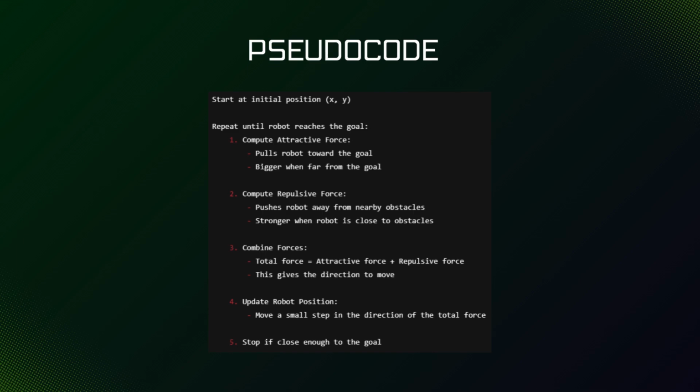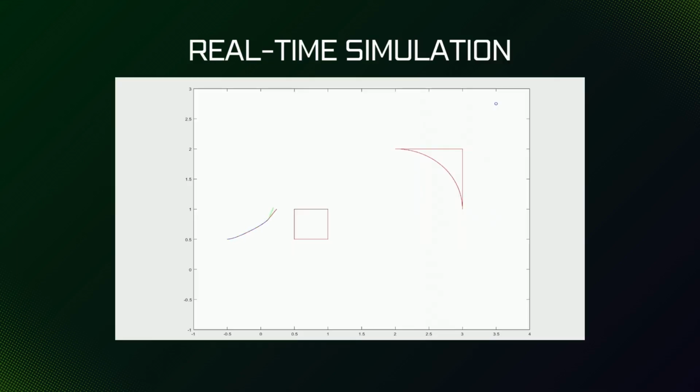We repeat this process, calculate forces, and move until the robot reaches the goal or the time runs out. Here is a real-time simulation which shows the robot avoiding the square obstacle and the triangular obstacle. Here is another simulation of the robot reaching its goal.